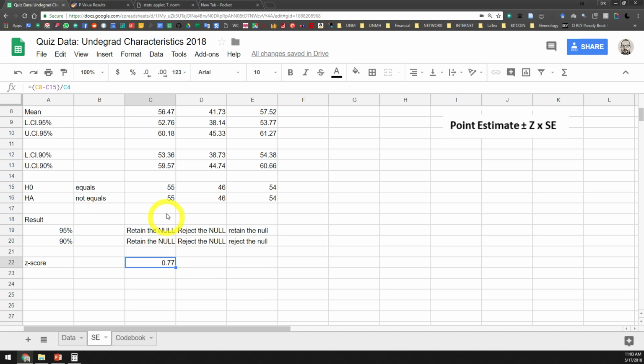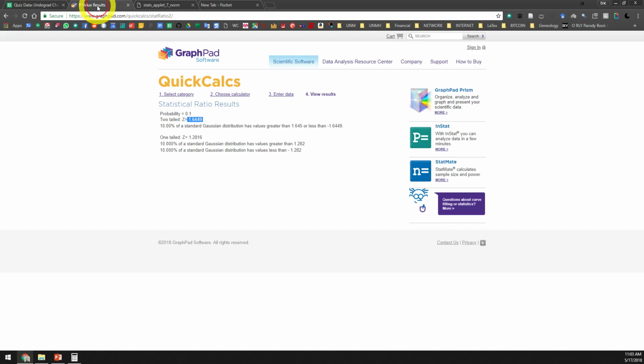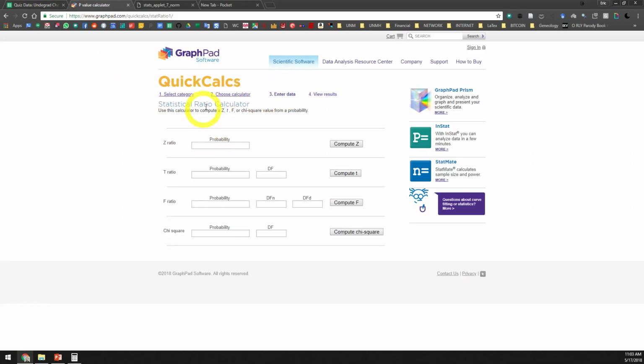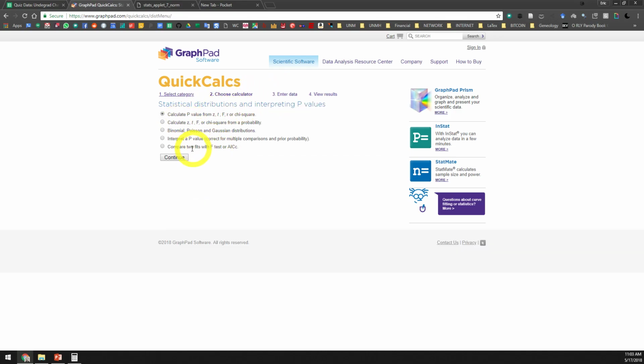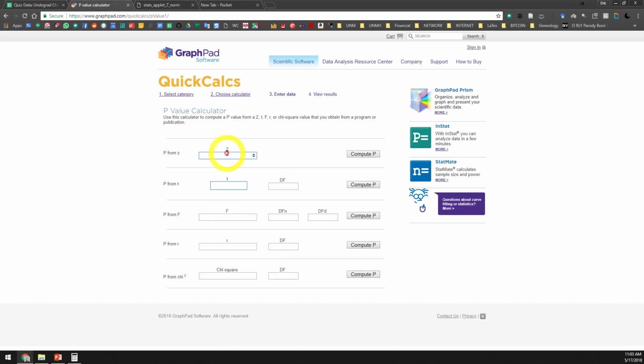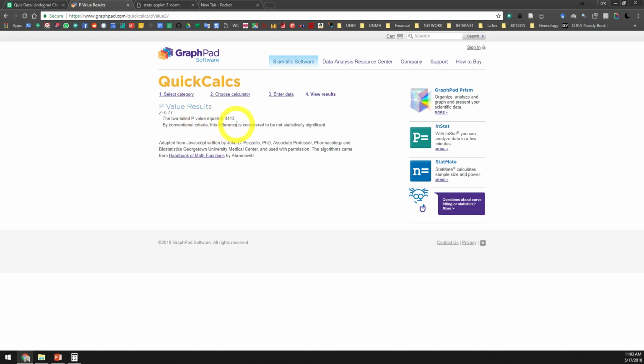Now we need to calculate a p-value based on this. We're going to take this value, 0.77, and plug it into the calculator where it says P from Z. We calculate our probability from our z-score. Remember, our z-score is 0.77. We compute P, and it gives us a two-tailed value of 0.443.